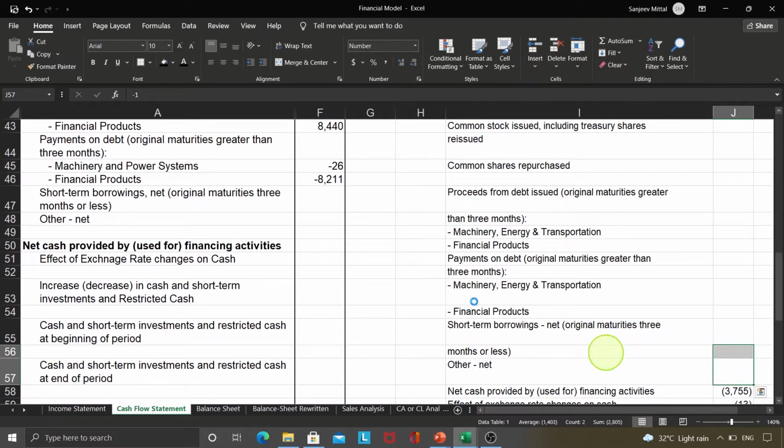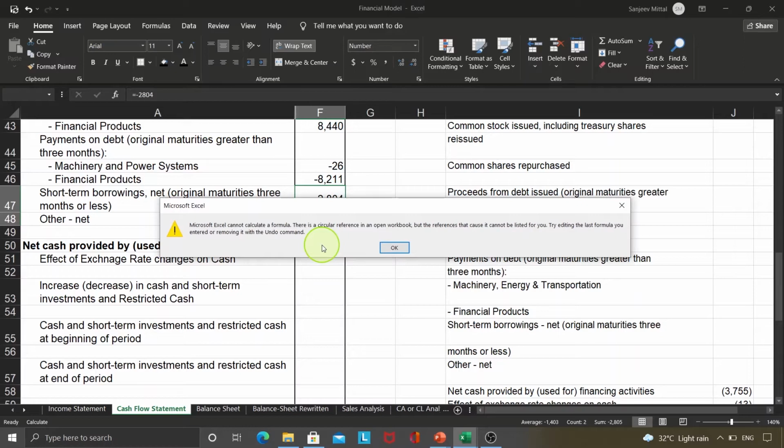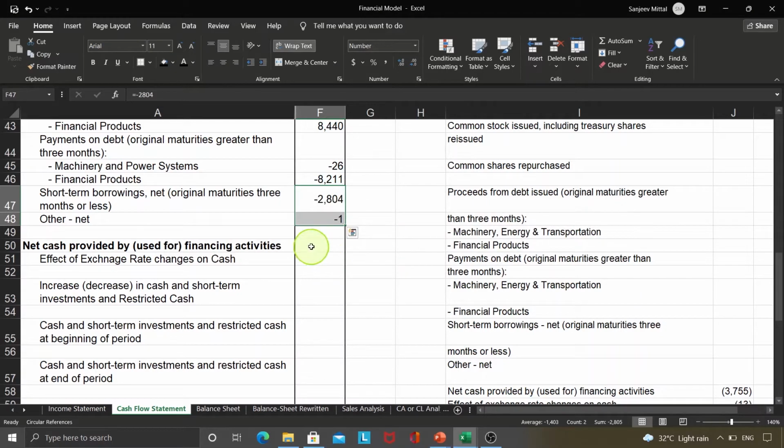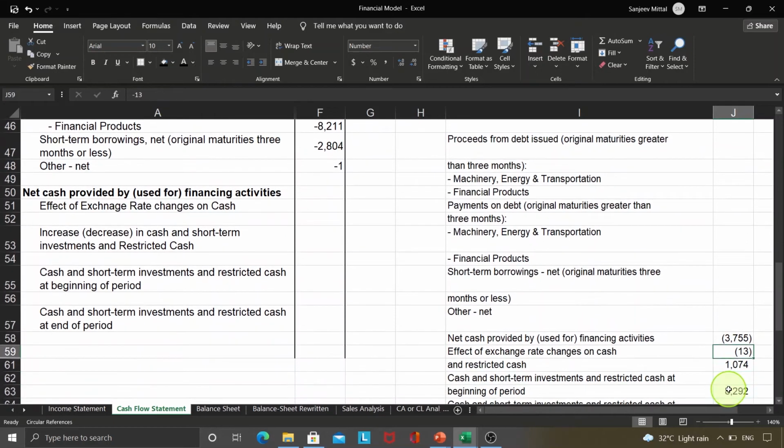Now, after these two numbers, you can see that there is short-term borrowings of 2804 and others as one. So I'm deleting this, and you can simply see that there is a short-term borrowings and others item of 2804 and minus 1. Now, after that, what would happen if you add all of these numbers? You will get your cash flow from financing activities. So if I delete this 3755 and I show it in the black number, you will say it's 3755.